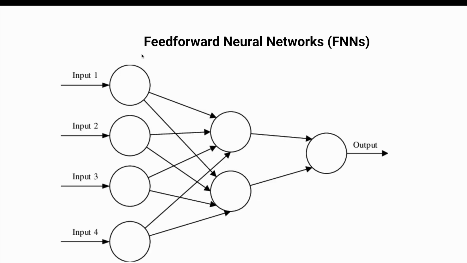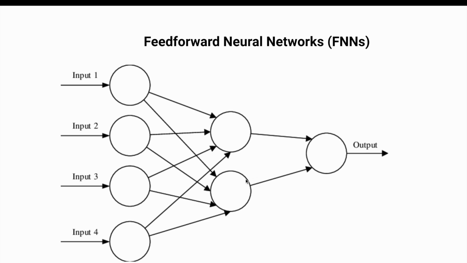A good simple example that I found on Google for a feed-forward neural network: you have the input layer, with input 1, input 2, input 3, input 4, and it's a feed-forward, so information flows one way. See, this is connected to this, and this is connected to this, but information is flowing forward.